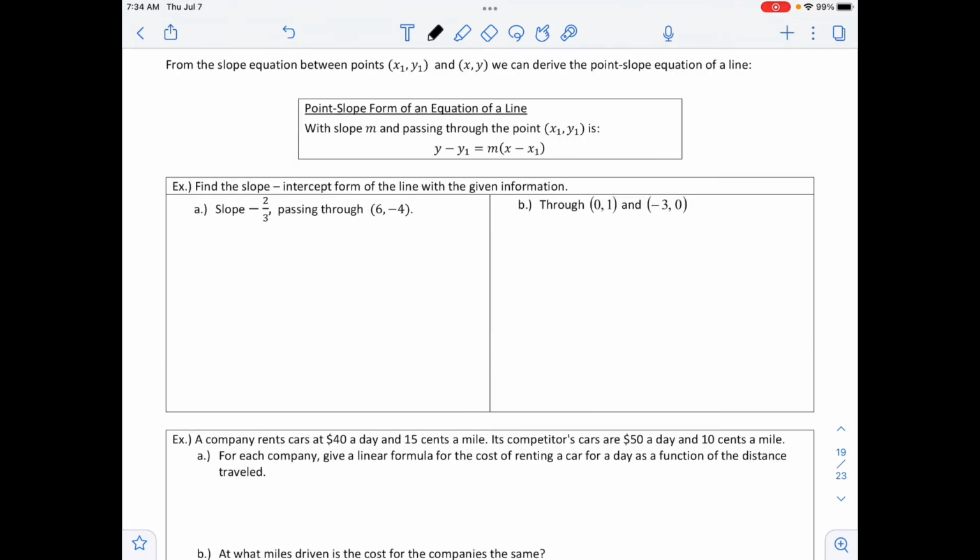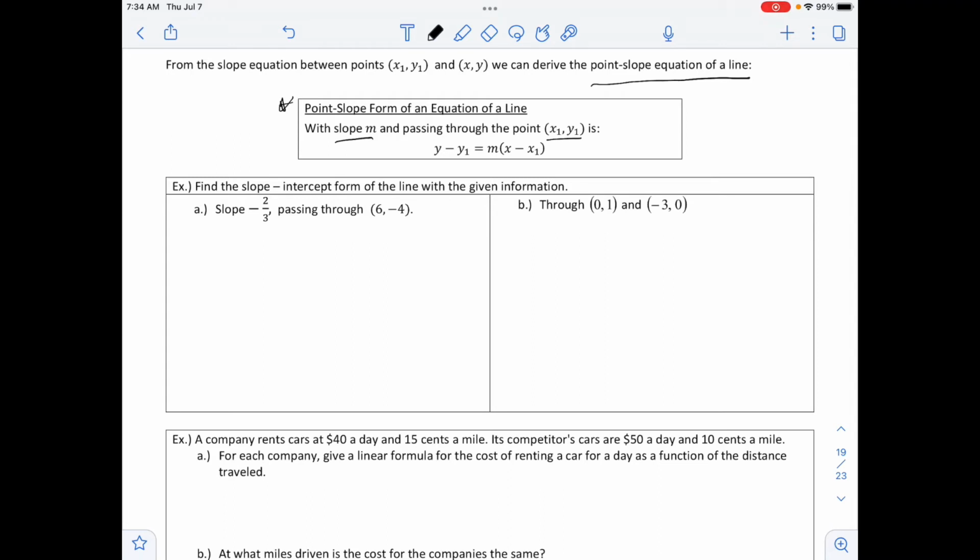From the slope equation between points (x1, y1) and (x, y), we can derive the point slope equation of a line. The point slope form of an equation of a line with slope m and passing through the point (x1, y1) is y minus y1 equals m times (x minus x1). The example right below says find the slope-intercept form of the line with the given information.